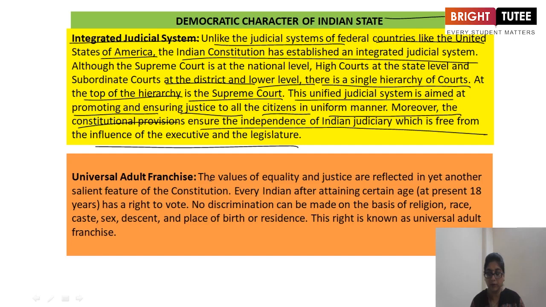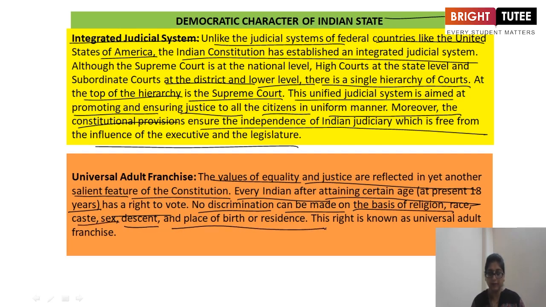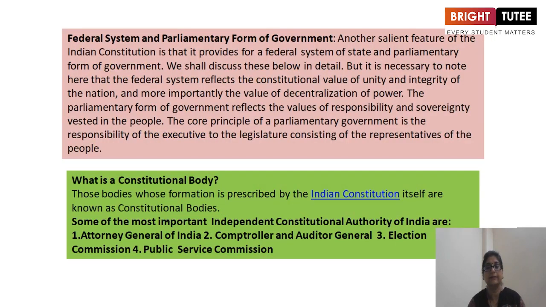The values of equality and justice are reflected in yet another salient feature of the Constitution. Every Indian, after attaining a certain age, at present 18 years, has the right to vote. No discrimination can be made on the basis of religion, race, caste, sex, descent and place of birth or residence. This right is known as universal adult franchise.